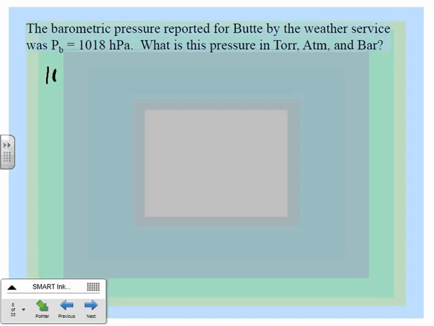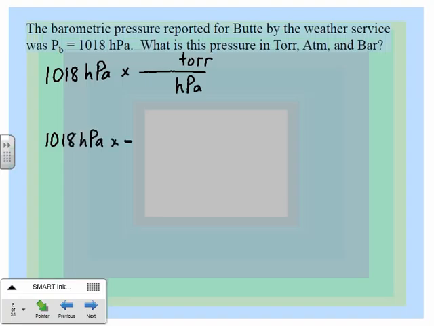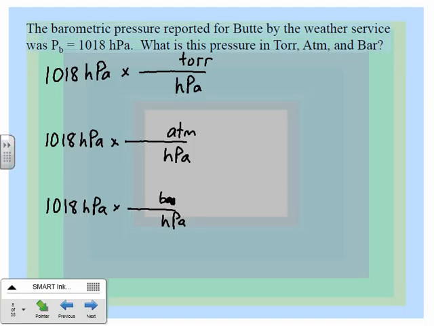This is just dimensional analysis, so you shouldn't have any problem at all with this. 1018 hectopascals. We're going to go from hPa to torr, and to atmospheres, and to a bar. And again, really there's nothing for you to memorize here. You're going to use all of these equations, conversions that they give you on the AP exam.